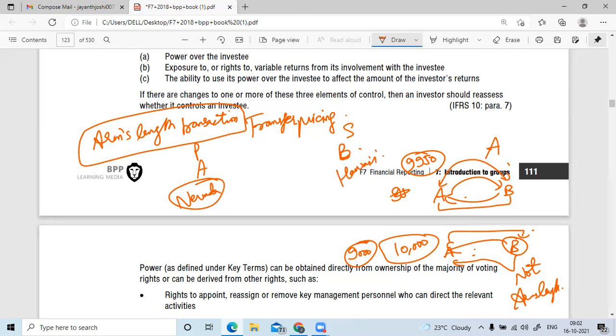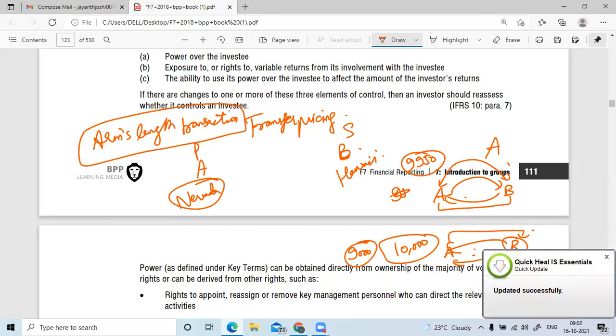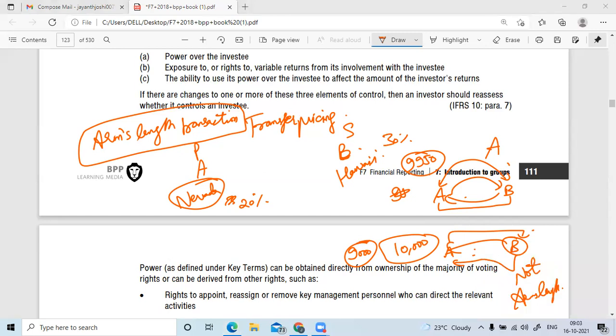There are many states, Texas and a lot of others, in the United States. The tax rate in Nevada is somewhere around 20% and the tax rate in Hawaii is somewhere around 30%. Now, what is happening here?